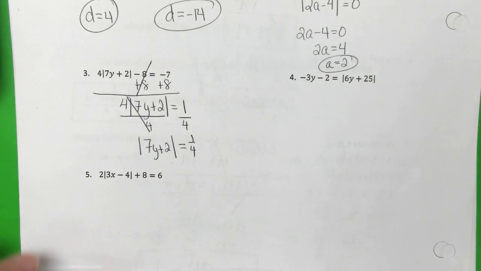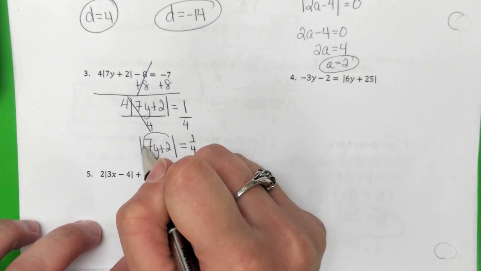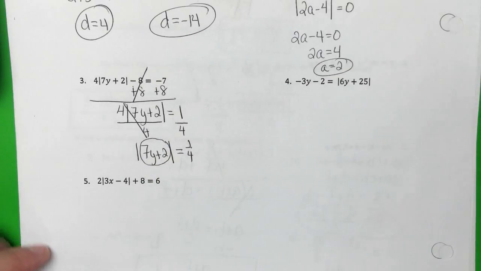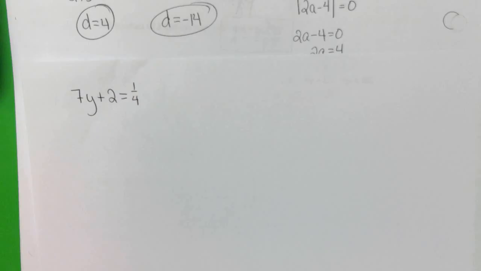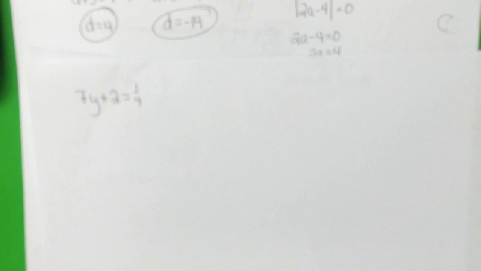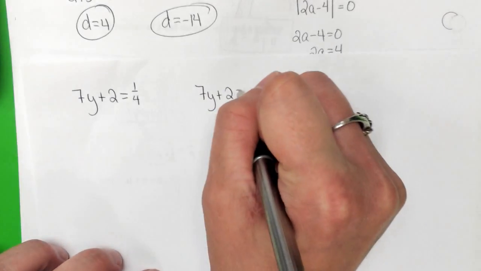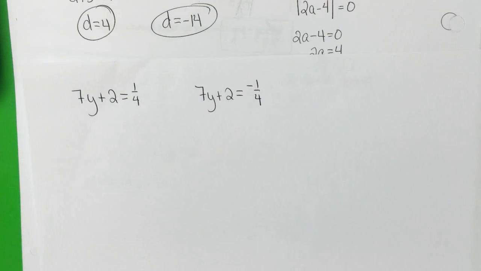Okay, you ready? So what we do is we take just the inside, right? Just the inside. What was it, 7y plus 2? And we set it equal to 1/4. Then we take the inside again, but this time we set it equal to negative 1/4. Why is that? Because when I plug it in, what do those bars make my answer? Positive, right? So it's okay for the inside to be positive and negative.